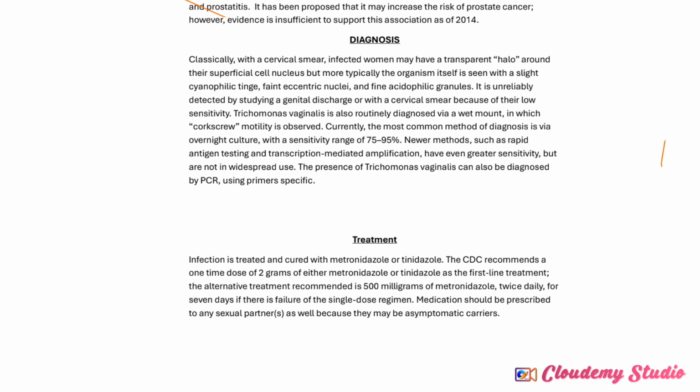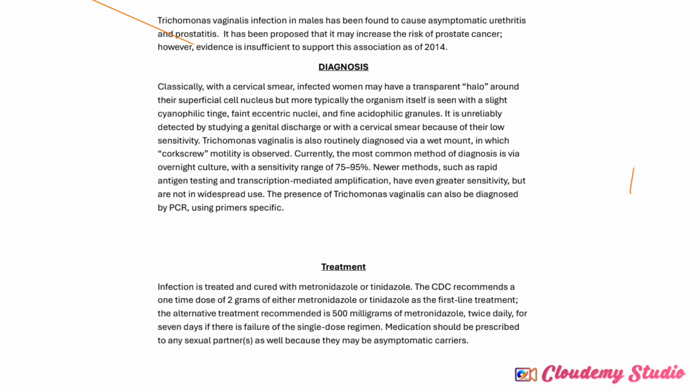And remember, trichomoniasis is caused by what? It is caused by Trichomonas vaginalis. Now, talking about the treatment, it is basically treated by metronidazole or tinidazole. Metronidazole or tinidazole. And the CDC recommends a one-time dose of 2 grams of either metronidazole or tinidazole as the first treatment. The alternative treatment is 500 milligrams of metronidazole twice daily for 7 days.